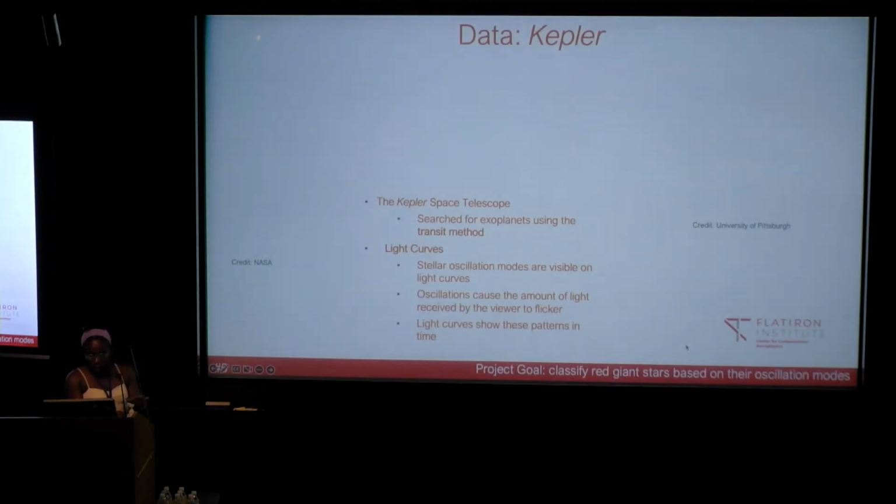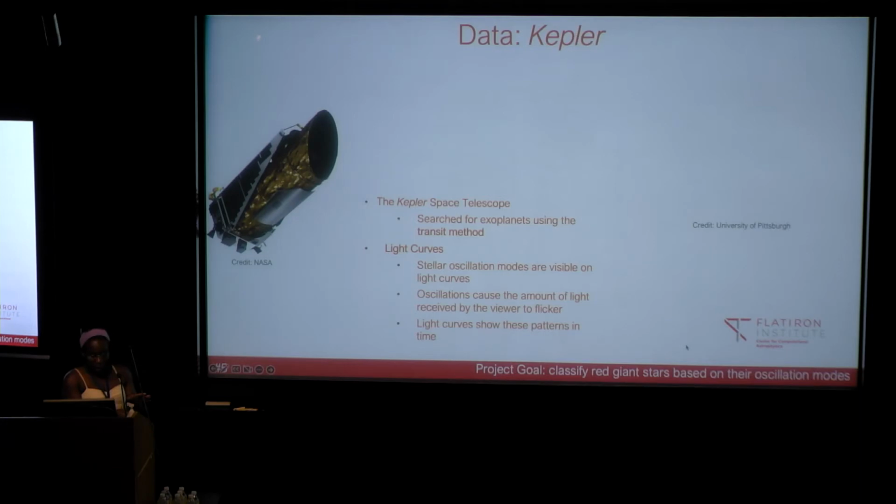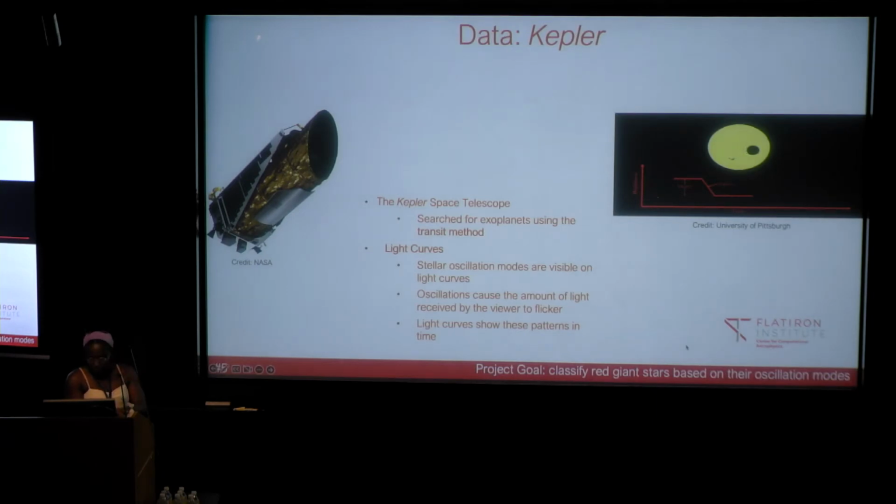To get started on our work, we obtain our data from the Kepler Space Telescope, which hunted for exoplanets using the transit method, which can be seen on this plot right here. By monitoring stellar light curves, we wait for a planet to pass in front of the star and decrease the light, and then we know that it's a planet, and so they search for planetary systems using this method. Because of this, we now have light curve data for our red giant stars.